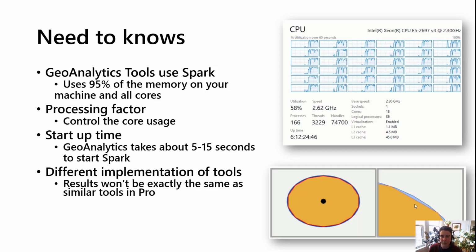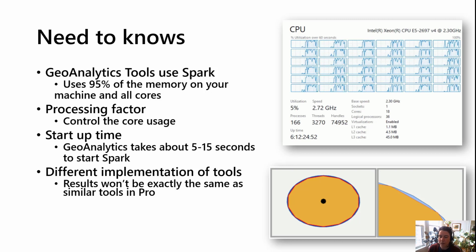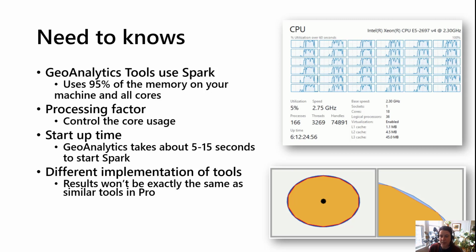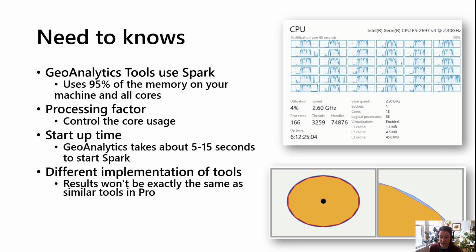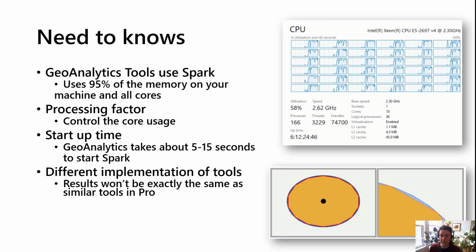An example is this result of, I think, create buffers again. The orange is the GeoAnalytics result and the blue is the normal buffers tool. You can see that in this case, we have fewer points representing the circle, and that's just something we do to make the parallel processing faster. That's an example of something that you can visually see, but you might see slight differences in other tools as well, especially with slivers.